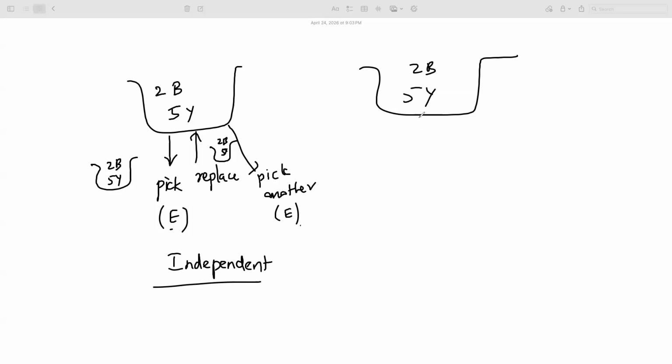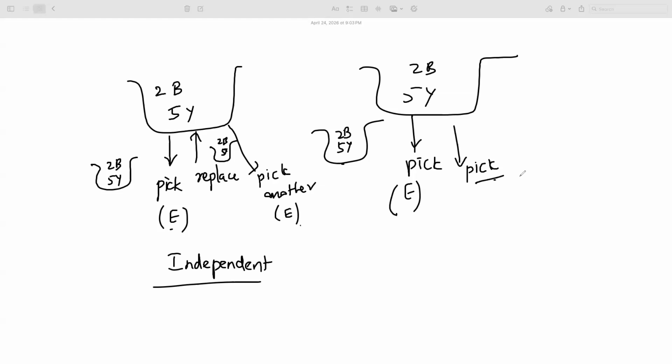Whereas, in the second example, I pick a ball, and again I pick a ball. What happens here? I have 2 blue, 5 yellow before the start of event 1. But I'm not putting it back. So, at the start of event 2, the bag's content will definitely change. It will get to 6 balls. I don't know what color will be there because the first time I might have picked a blue or a yellow. So, the second event is dependent on my first event. So, these are dependent events.